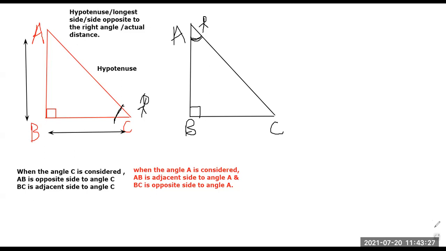Yes, sir. Right. Now let's move to the next concept. Since this chapter is basically, as I have already told you, the relationships between the sides and the angles. So let me draw again the right triangle.